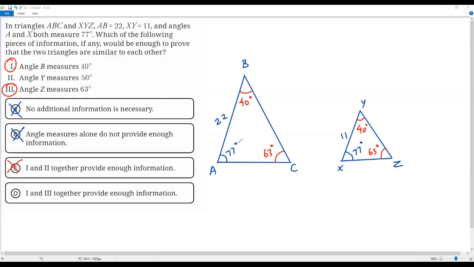When I subtract 140 from 180, I'm getting 40 degrees. Okay, so we need two angle measures of the triangle ABC to be equal to two angle measures of the second triangle XYZ. It's there. Even the three angle measures 77, 63, 40, the same angle measures we have over here, 77, 63, 40. So the two triangles with the same angle measures must be similar. So in the given information, the first piece and the third piece together provide enough information to prove that the two triangles ABC and XYZ are similar. So the correct answer choice for this question is option D.